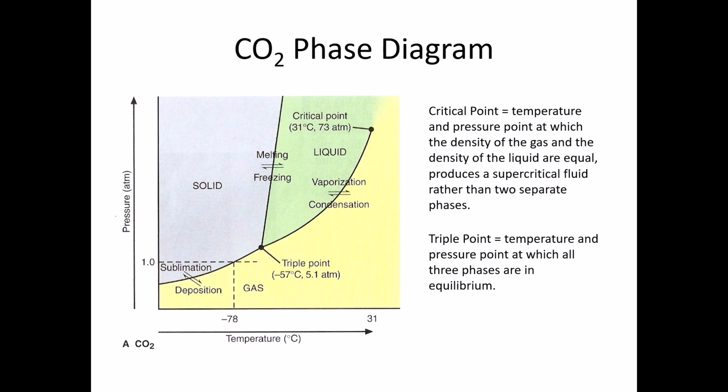But for every phase diagram, our solid is going to be on the left side at lower temperatures, higher pressures. Our gas is going to be on the right side at higher temperatures and lower pressures. Higher pressures get to our supercritical fluid. And the liquid is going to be in between those two. So if we can identify our lines, we will know where our solid, our liquid, and our gas phases are.